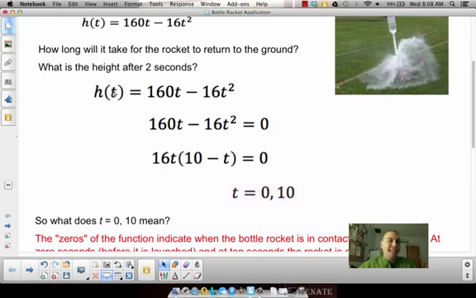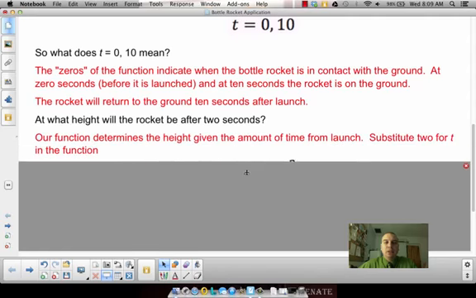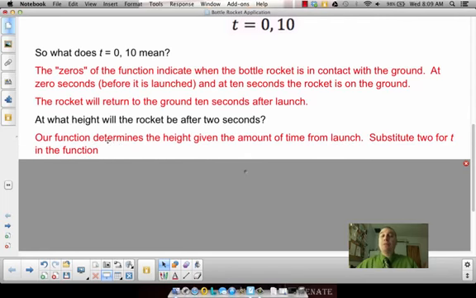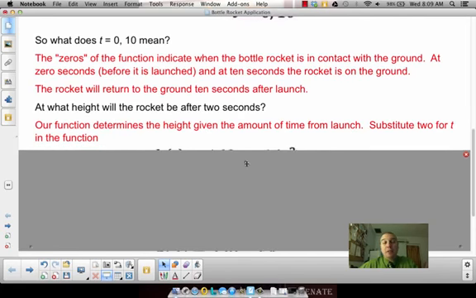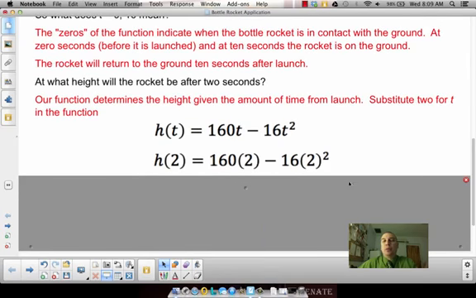So that means that t is going to be replaced with a 2 here, a 2 here, and then a 2 that's eventually going to get squared. Okay, so that's what our function goes through and determines for us. What's the height dependent upon time? So substitute 2 for t in the entire function, and here's where we started. This is what happens when we go through and substitute.